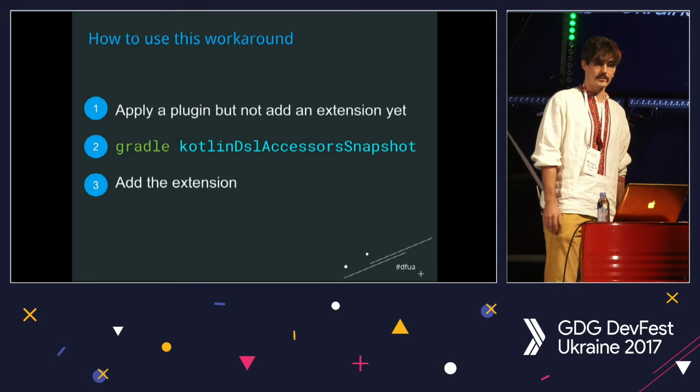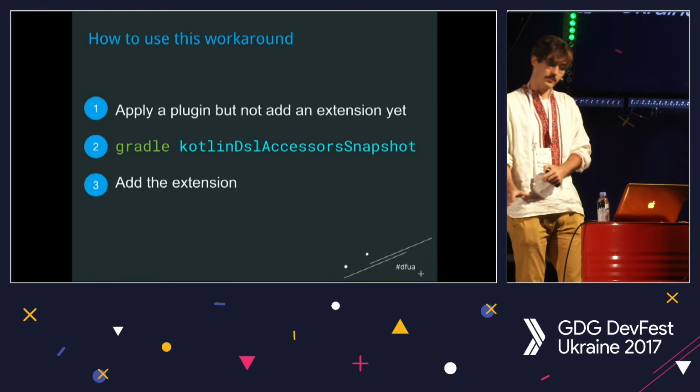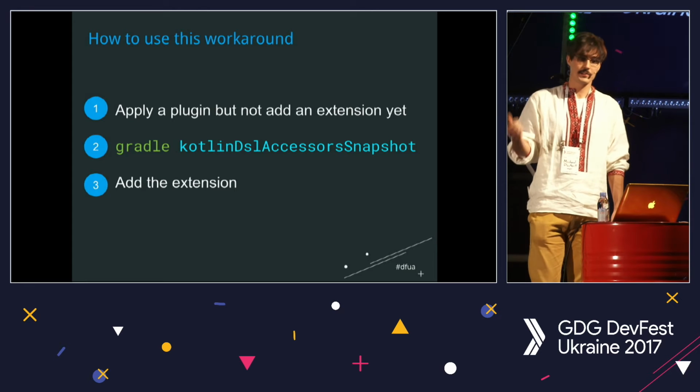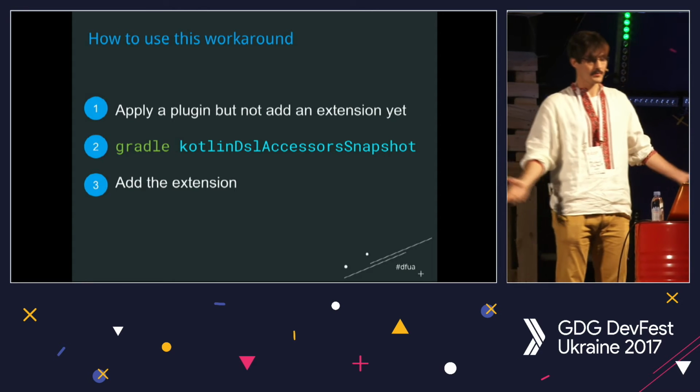So the recipe is easy. Apply a plugin, but don't add an extension yet. Call the snapshot task, use extensions.